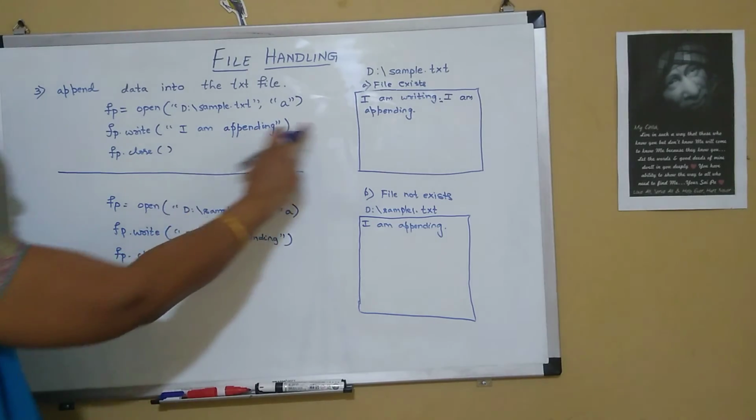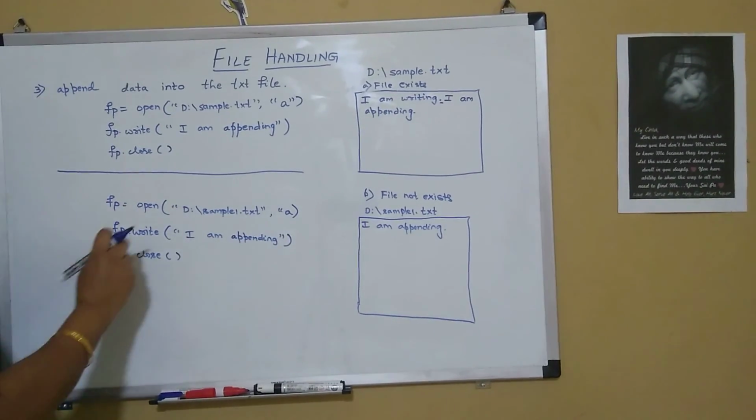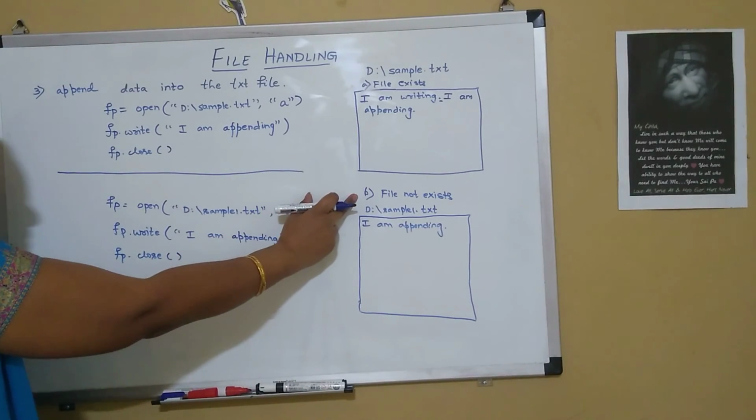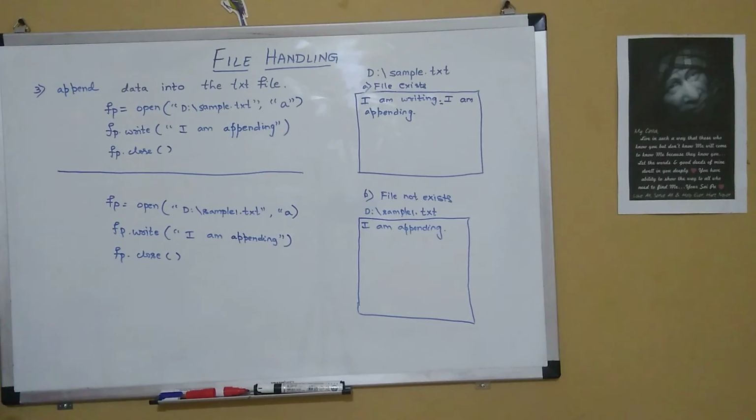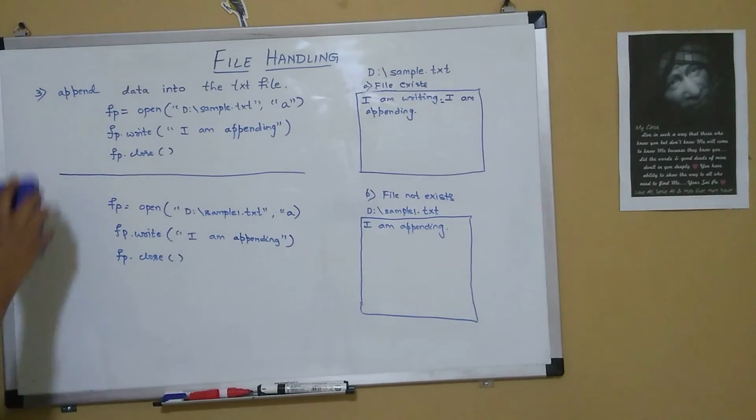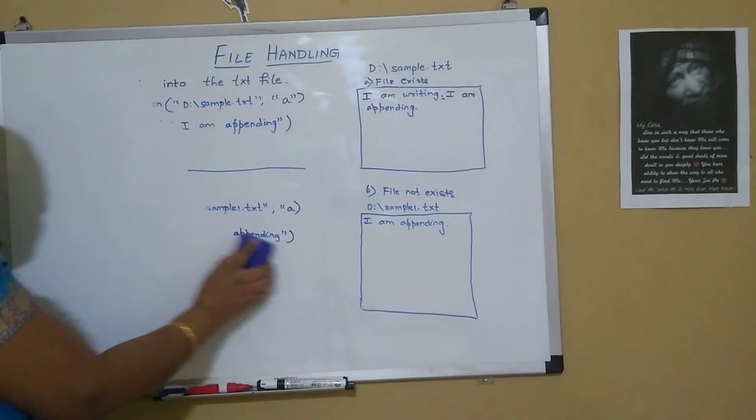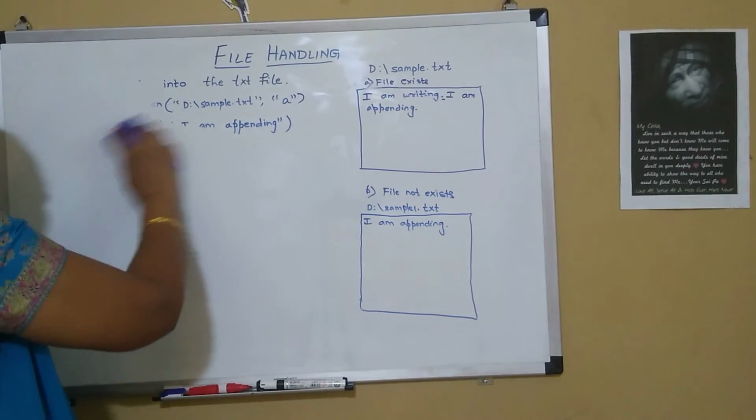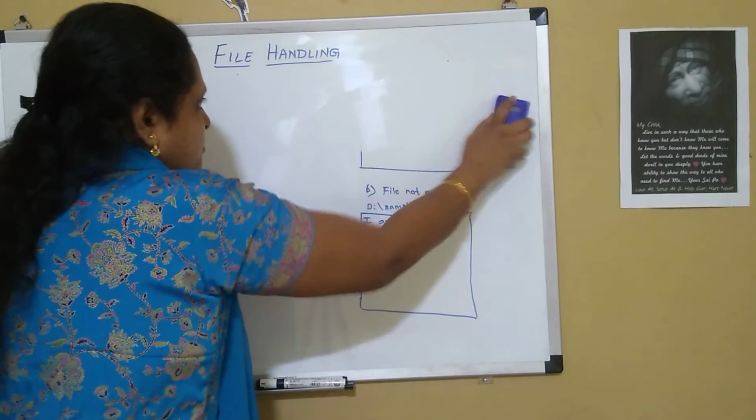If file exists, it will append to the existing contents. And if the file does not exist, it will create a new file and write the details into the new file. So hope so friends, it is clear for you the three types, that is how to read data from the file, how to write data into the file, and how to append data into the file.